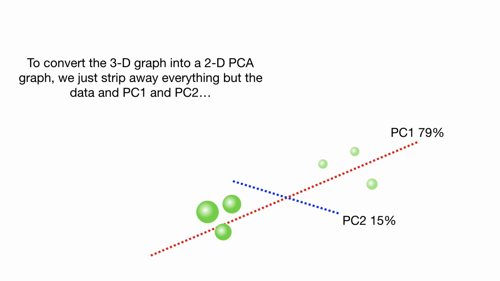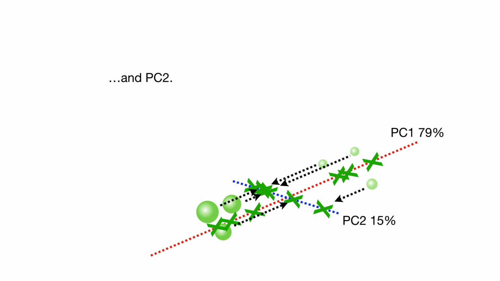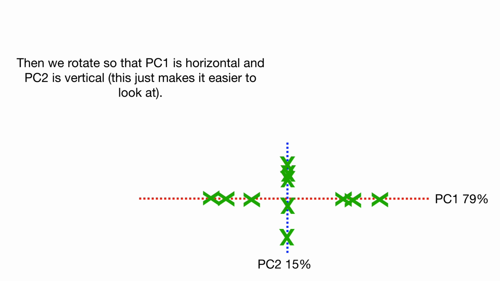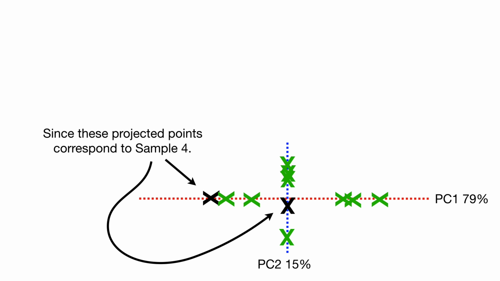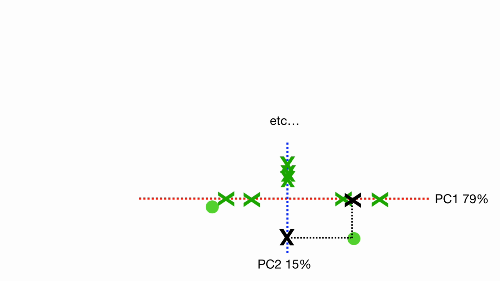To convert the 3D graph into a 2-dimensional PCA graph, we just strip away everything but the data and PC1 and PC2. Then project the samples onto PC1 and PC2. Then we rotate so that PC1 is horizontal and PC2 is vertical. This just makes it easier to look at. Since these projected points correspond to sample 4, this is where sample 4 goes in our new PCA plot, etc., etc., etc.